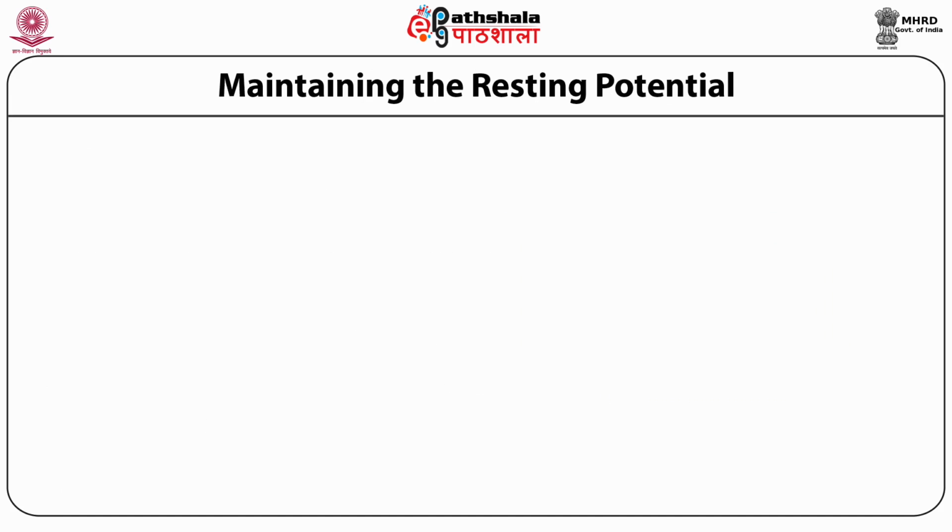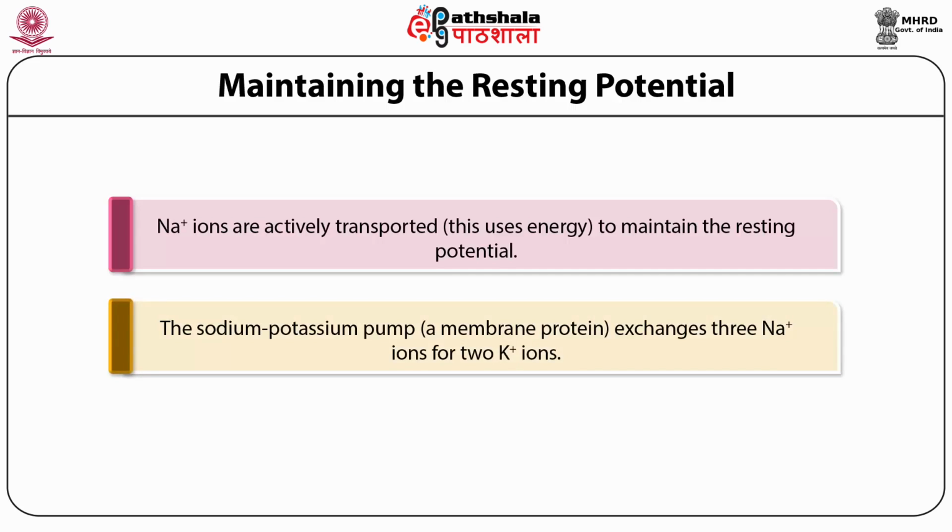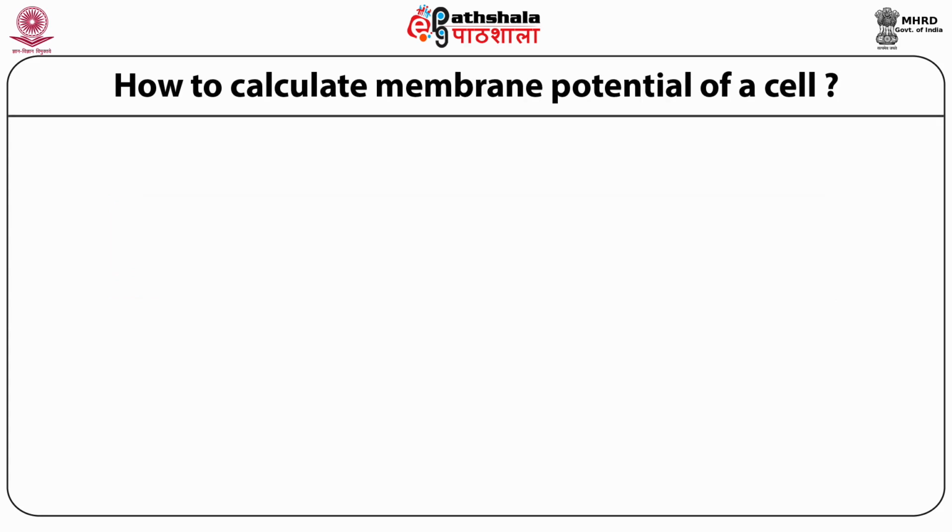Maintaining the resting potential. Sodium ions are actively transported. Active transport means this uses energy to maintain the resting potential. The sodium-potassium pump, a membrane protein or transmembrane protein, exchanges 3 sodium ions for 2 potassium ions. How to calculate the membrane potential of a cell? The membrane potential can be calculated. For the calculation, we use the Nernst potential or Nernst equation.